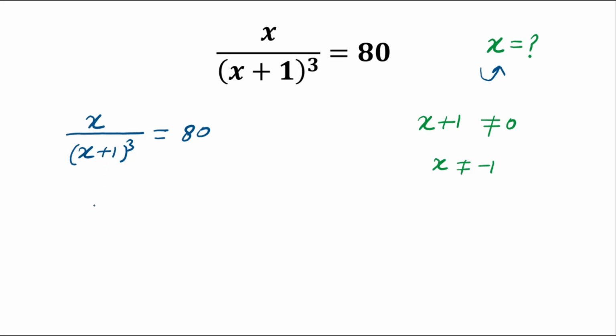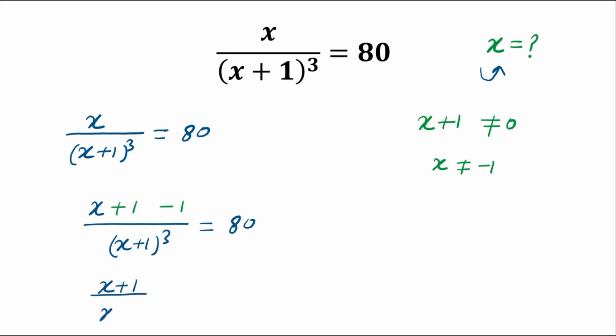In the left hand side, the numerator part is x, and here we add plus 1 and subtract 1, and in the denominator part (x plus 1) whole cube, this is equal to 80. Now we can write this expression as (x plus 1) over (x plus 1) whole cube minus 1 over (x plus 1) whole cube, this is equal to 80.